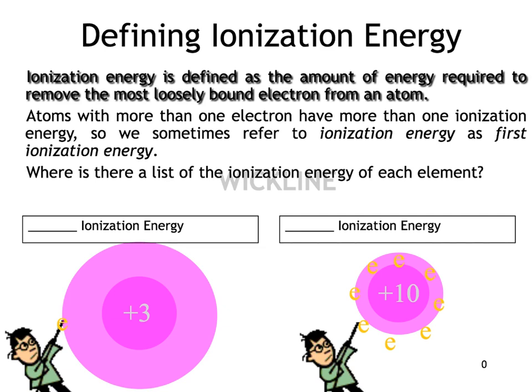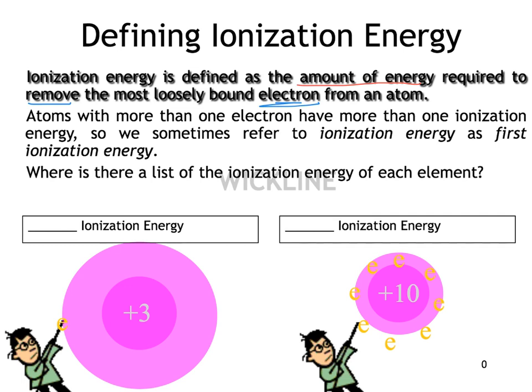And defining ionization energy. So ionization energy is defined as the amount of energy required to remove the most loosely bound electron from an atom. Okay. There's a little bit in that. So it's actually an amount of energy, but it's not just any amount of energy, it's the amount of energy required to remove the most loosely bound electron from an atom. So in short, it's the amount of energy required to remove an electron from an atom.